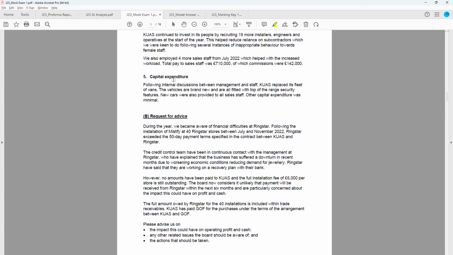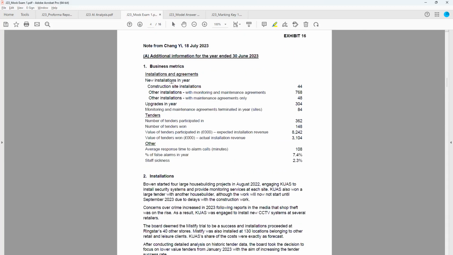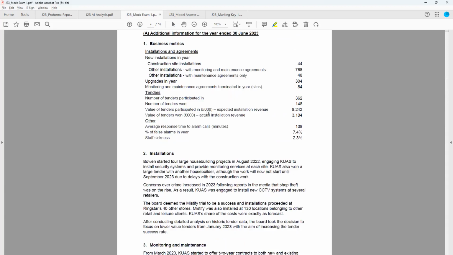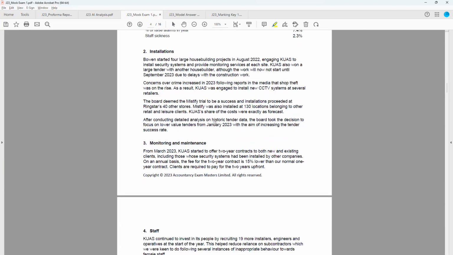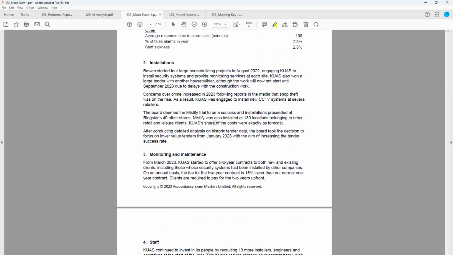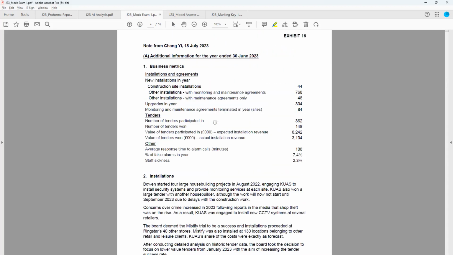For now, we're going to focus on doing the performance analysis of the business. So you can see we've got a reasonable amount to work through. We've got some numbers and we've obviously got some narrative as well. Of course, we're going to try and use as much of the exam paper information as we can in our answer.